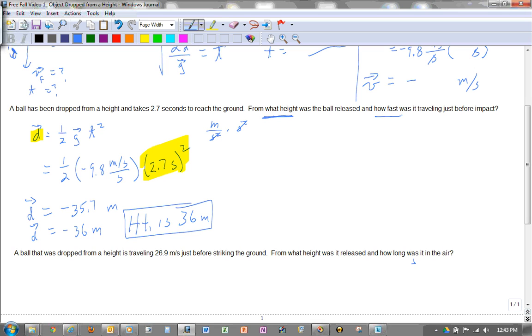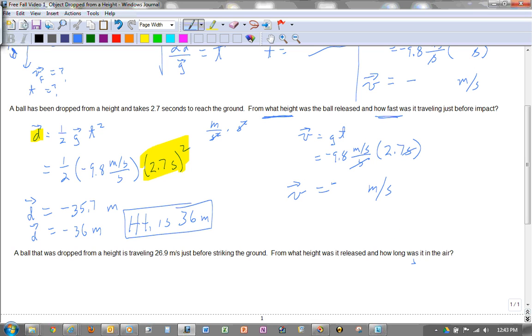Now I want to know how fast it's traveling, so I'm looking for V equals GT, negative 9.8 meters per second squared times 2.7 seconds. Here, this second cancels this, and it leaves me meters per second for my answer, which is a good thing since I'm looking for velocity.